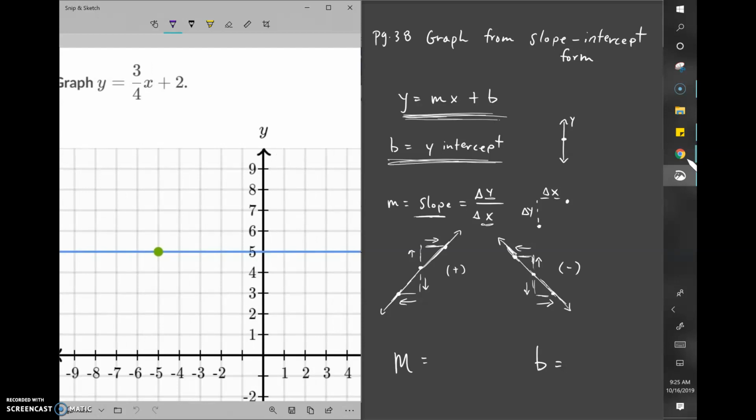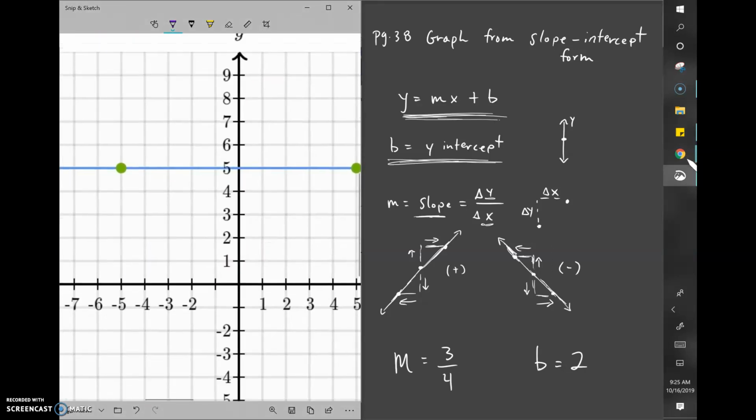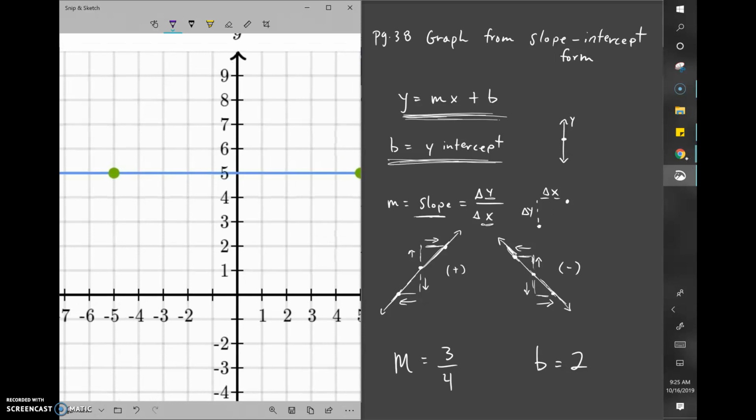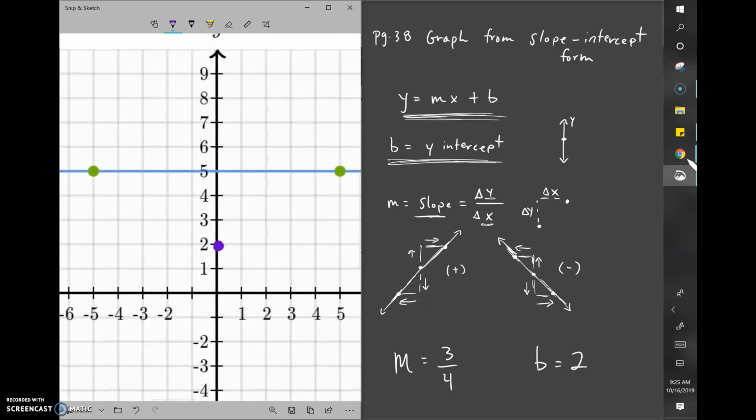So if I'm looking at this equation, y equals 3 fourths x plus 2, the m value always gets multiplied to x. So I know that the rate or the slope here is 3 over 4. So that means I'm going to change 3 in the y and 4 in the x, and the b value is 2, which means I'm going to plot the y-intercept at 2, and I'm always going to graph the b value first. So I can't drag these dots because I'm writing on the screen, but I'm going to drag one of these green dots to 2 on the y, and then once I plot b, I just need to use the slope to go ahead and plot m.